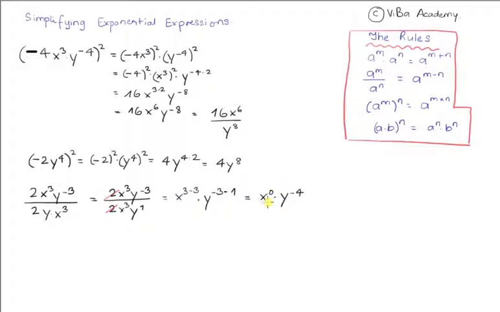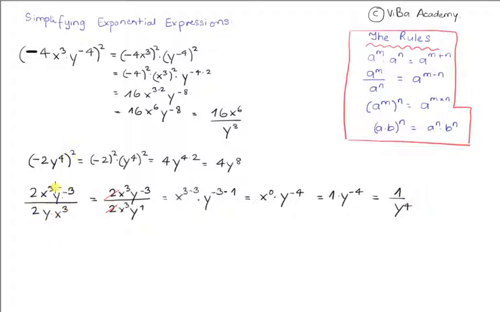Now anything raised to 0 we know is 1. So this is 1 times y raised to negative 4, and since we don't like negative powers so much, this is just 1 over y raised to 4. We convert the negative power into a positive power by simply pushing it down into the denominator. Let's look at another one.